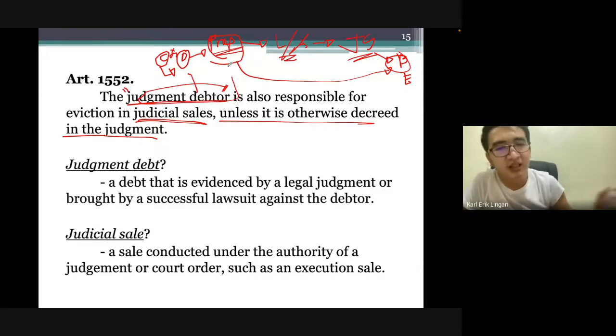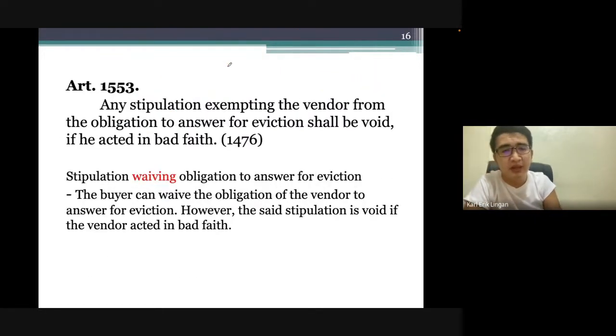That is Article 1552. A judgment debt is a debt that is evidenced by a legal judgment or brought by a successful lawsuit against the debtor. A sale conducted under the authority of a judgment or court order, such as an execution sale, is a judicial sale, just like what I discussed earlier. Okay. Article 1553. Any stipulation exempting the vendor from the obligation to answer for eviction shall be void if he acted in bad faith. Okay?